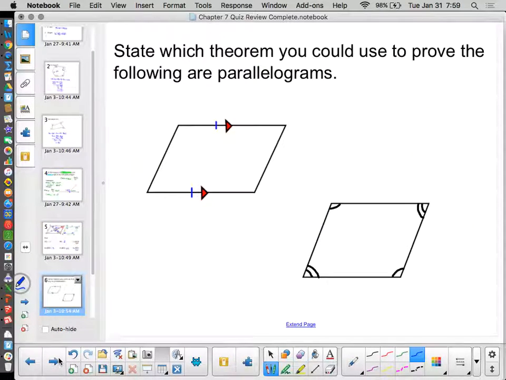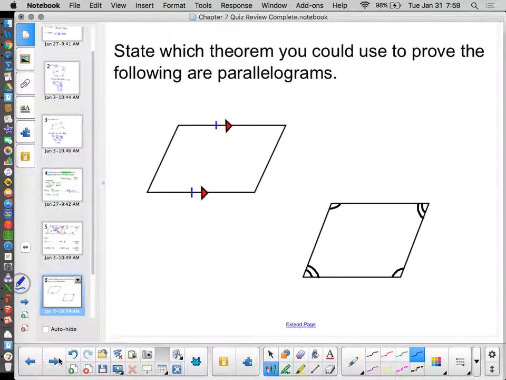State which theorem you could use to prove the following are parallelograms. Now, you do not need to know theorem numbers. In fact, I don't care about theorem numbers. So don't spend any time memorizing this is theorem 7.4, this is theorem 7.5. Numbers mean nothing to me. All you have to do is tell me which theorem is being illustrated in words.